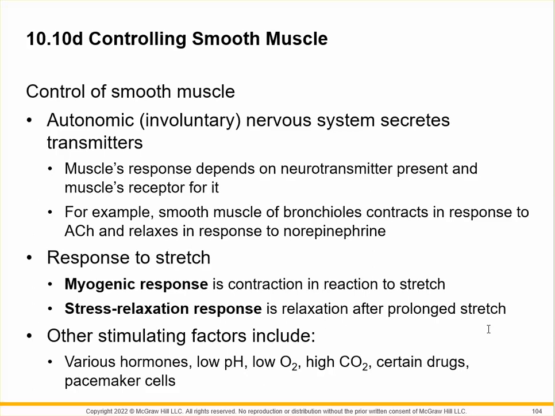But here's the problem: the smooth muscle can adapt to that very quickly. So this explains why you have to go, and you're holding it. And then by the time you get to the gas station, you don't have to go anymore because we've had this stress relaxation response. Smooth muscle will change depending on pH and oxygen levels and certain drugs and all kinds of things like that.